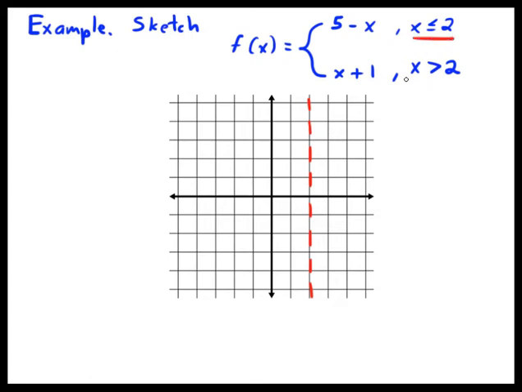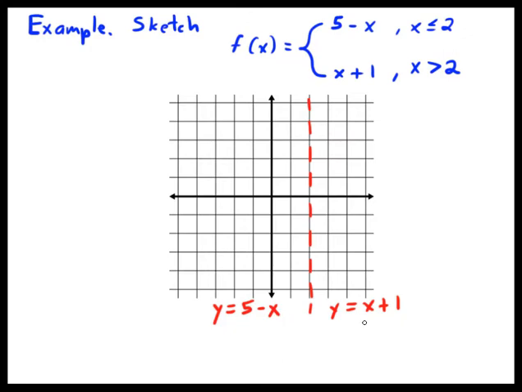Now if I'm looking at x less than 2, that means to the left of the mark I just made, and over here the equation is y equals 5 minus x. So I write that over here for myself. On the other hand, if I go to the right, x greater than 2, then the equation is y equals x plus 1. So that's always the first thing I do: I divide up the regions and figure out where one equation applies and where the other applies.